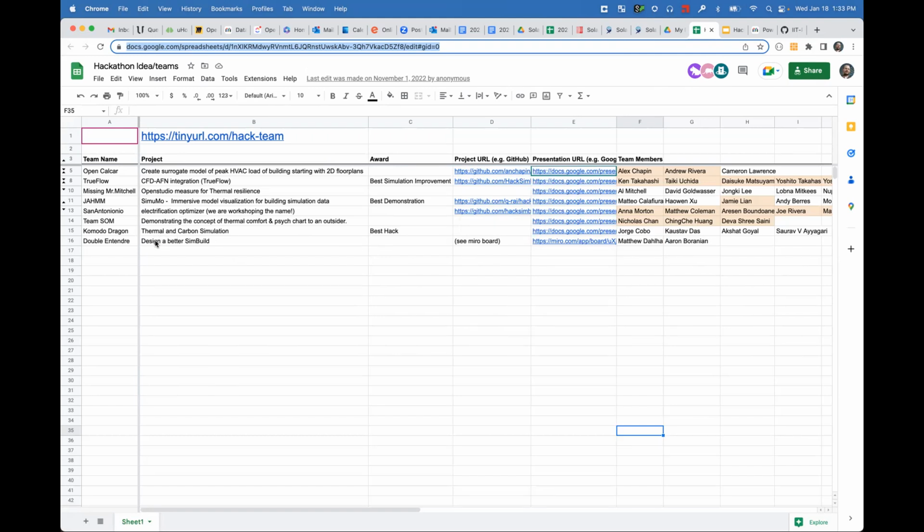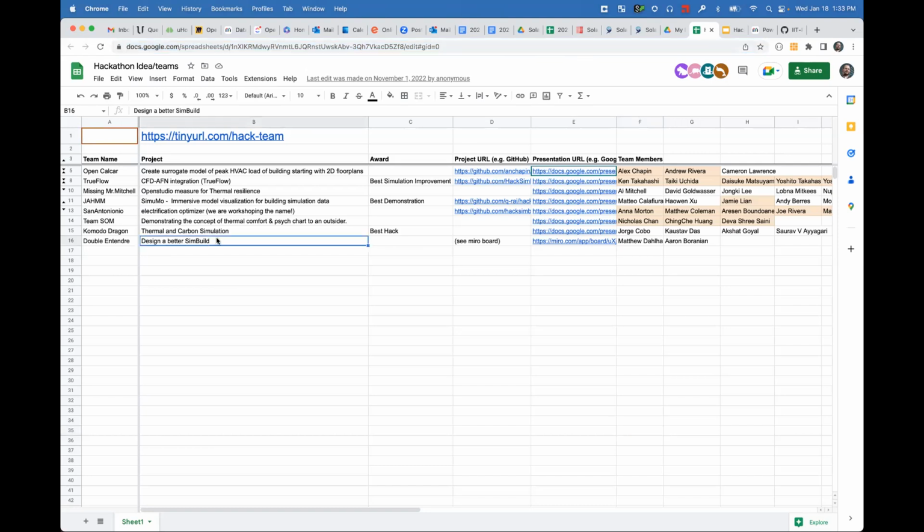Yeah, Matt's here. Design Better Sim Build was a separate one. That's more about how to hack the Sim Build conferences to make them more interactive in the future. So I did see Matt's on. He can always talk about that later if we want to. There's another one on CFD.